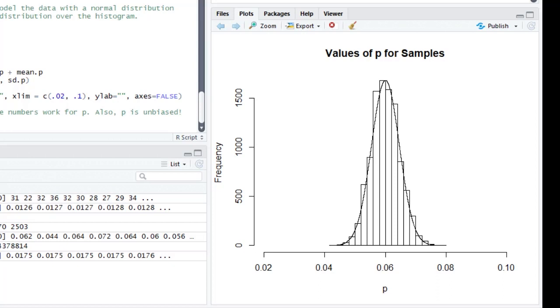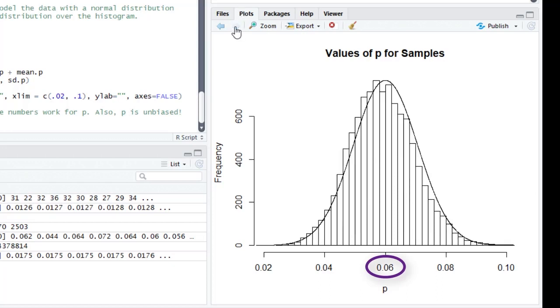Finally, we said that in the population, the true proportion was 0.06. What looks like the mean of this distribution? 0.06 looks right in the middle. What about this one? 0.06 looks right in the middle. So even though each of our samples could yield a value that is different than 0.06, on average, the mean of our proportions equals the population proportion. Thus, P is unbiased.